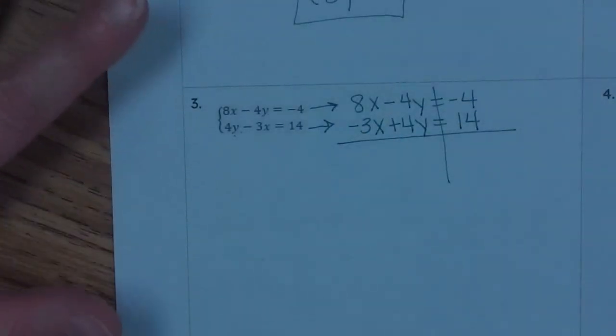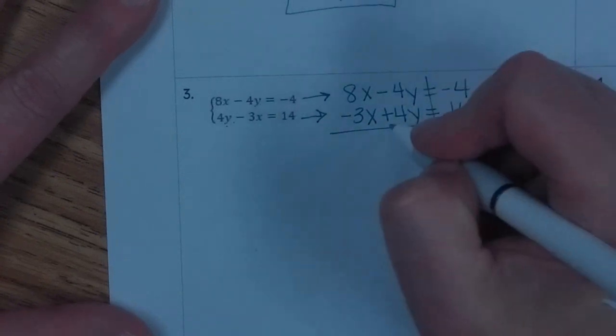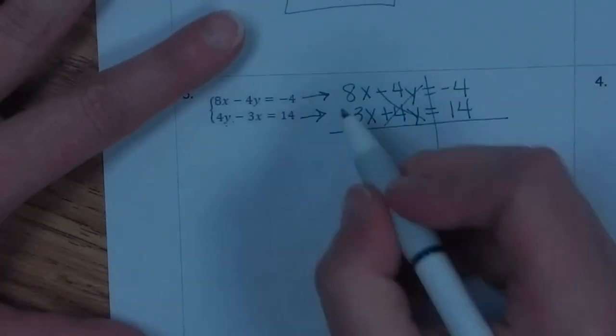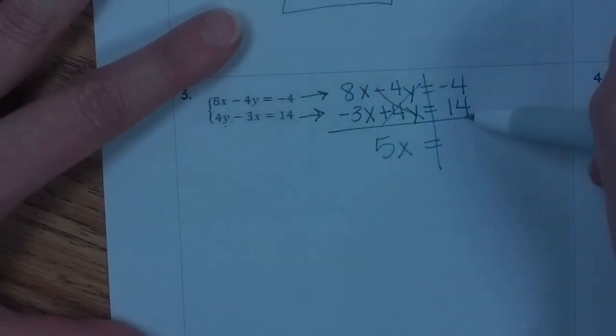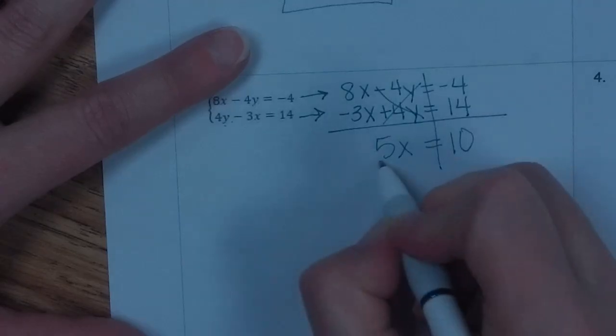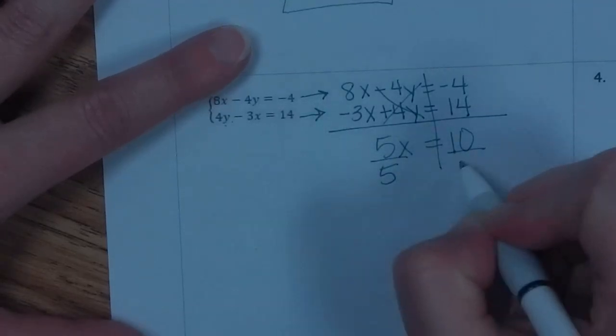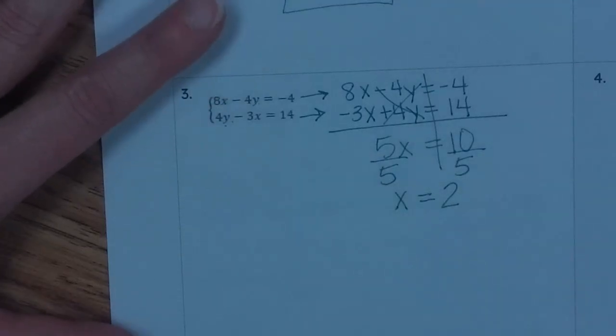Now do you notice something cancels out? Yep, my y's cancel out again. Man, every time. So 8 minus 3x is 5x, and then 14 minus 4 is 10. Now I just divide by 5 on both sides. X equals 10 divided by 5, which is 2.